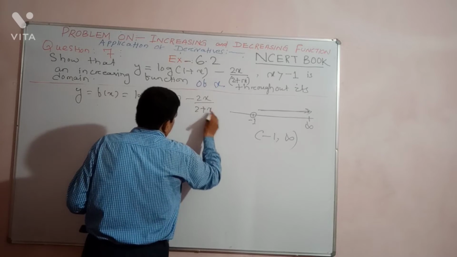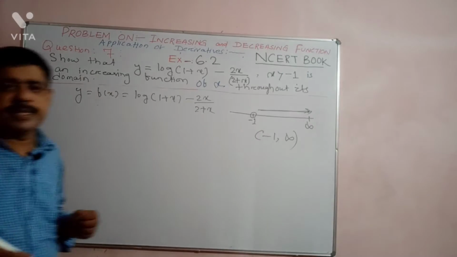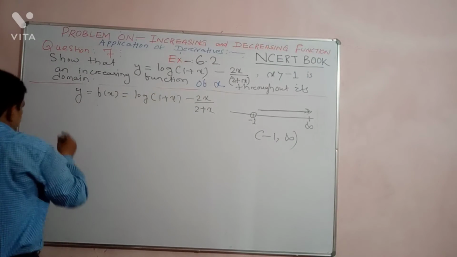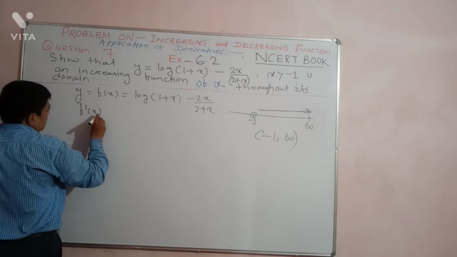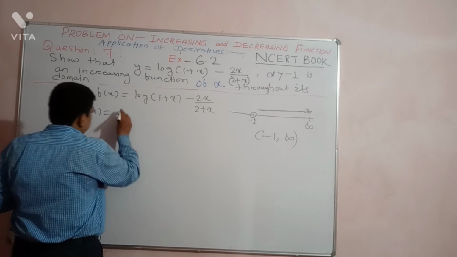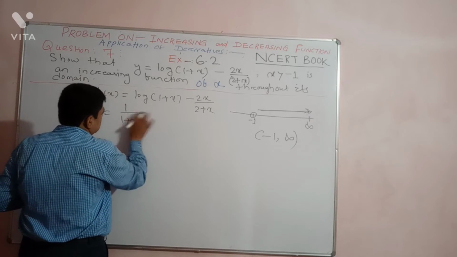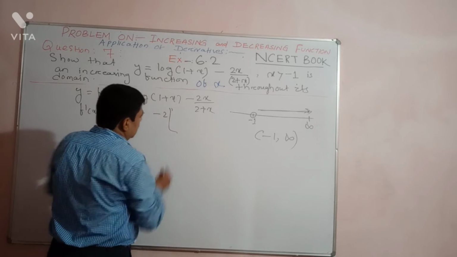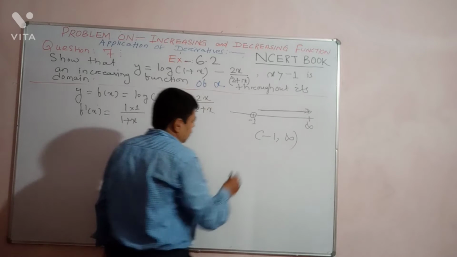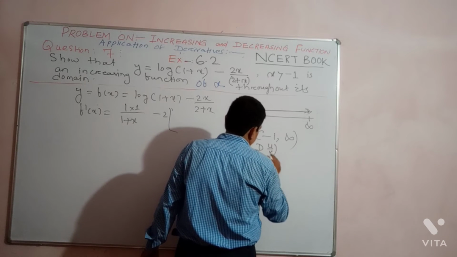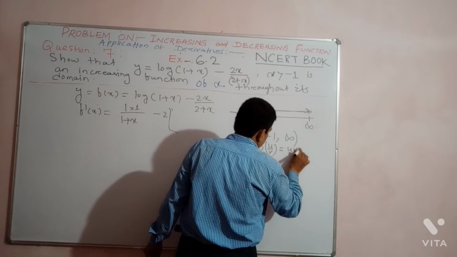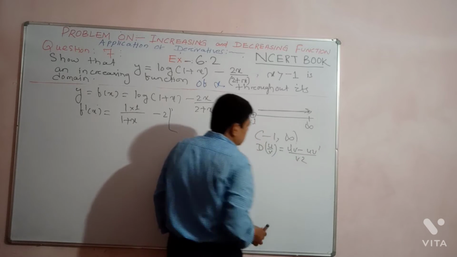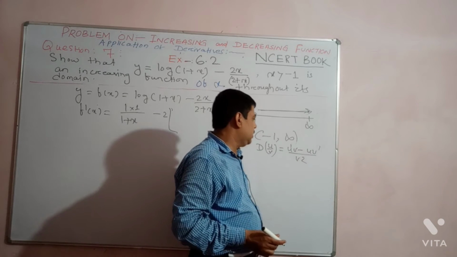Yes or no? Before we find out the increasing and decreasing function, we have to find out the slope by finding the derivative. Let's find the derivative of the function, f dash x. The derivative of log of 1 plus x is 1 divided by 1 plus x, into the derivative of 1 plus x, which is 1, minus 2 times the derivative of x divided by 2 plus x. Now you have to find the derivative of u by v. Apply the formula: derivative of u into v minus u into derivative of v, divided by v square.